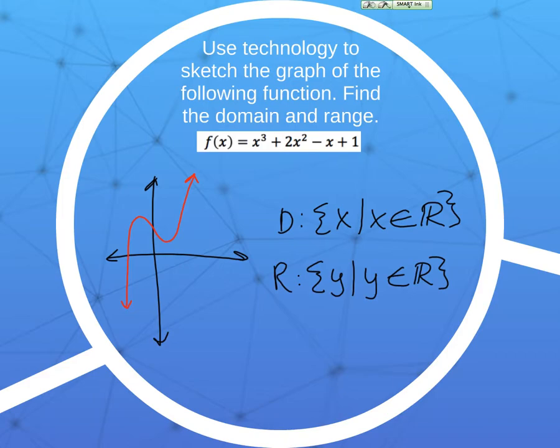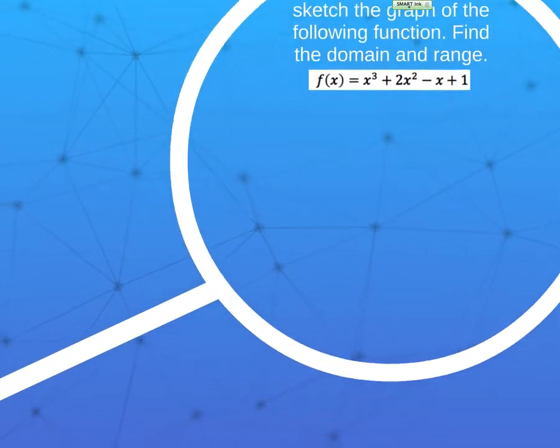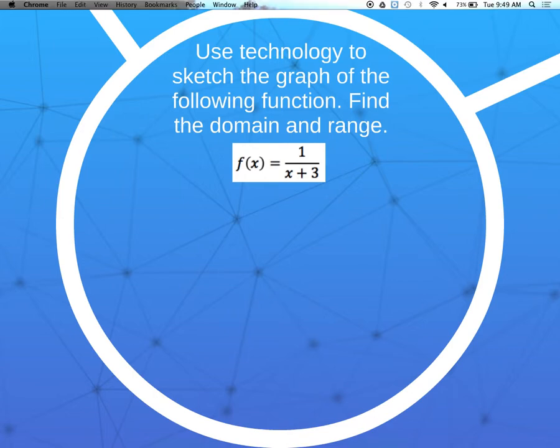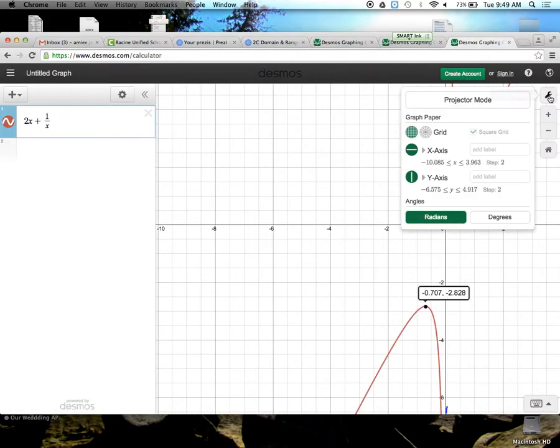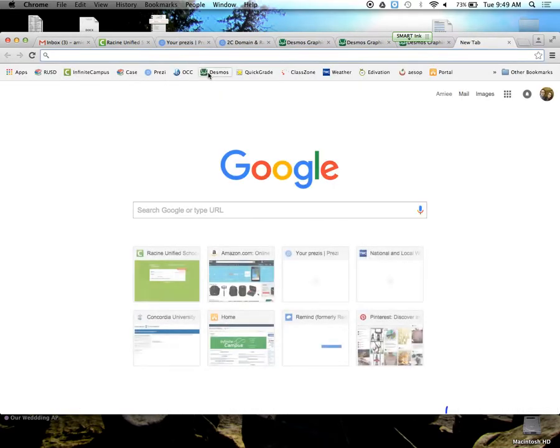Okay, 2 more graphing ones. Are we all still doing okay? Okay. So up next, we've got f of x equals 1 divided by x plus 3. Keep in mind with your division, you're going to want to use parentheses again. Like I said, when in doubt, use those parentheses.